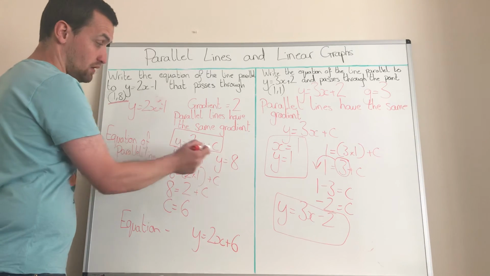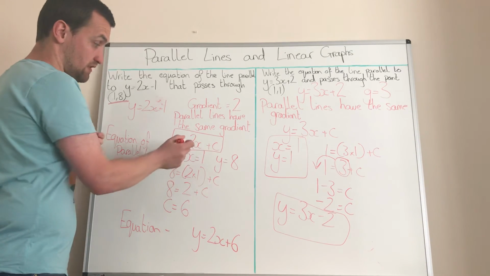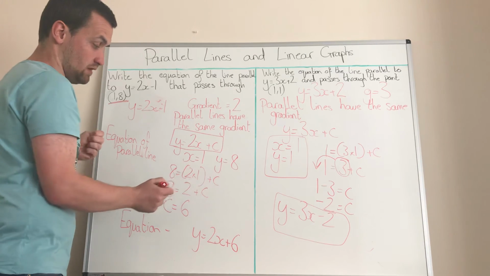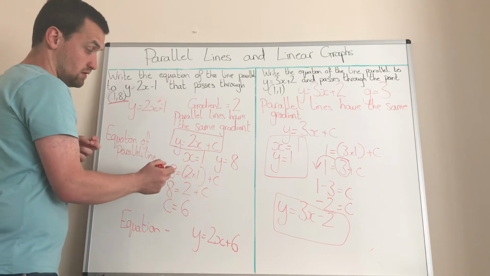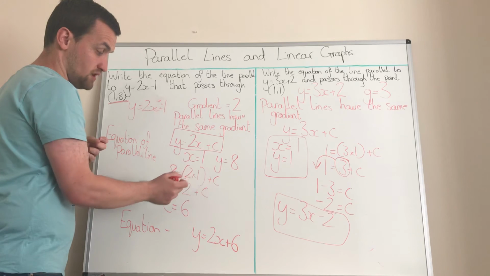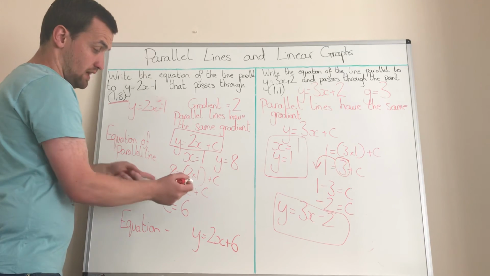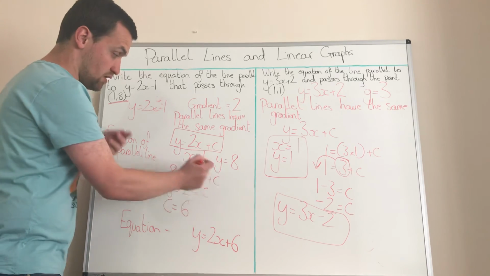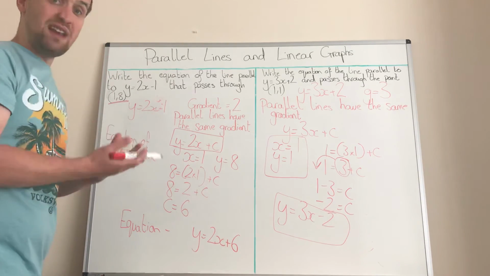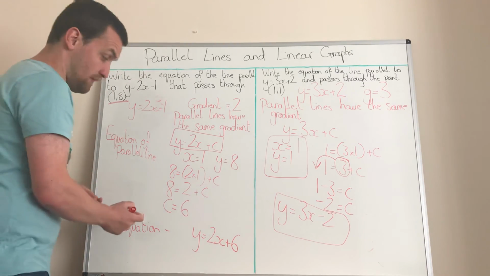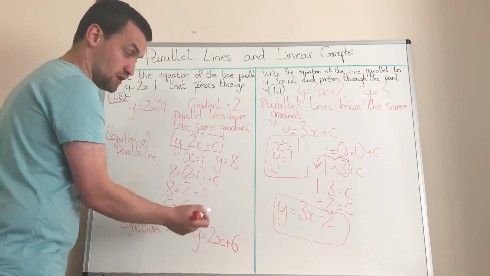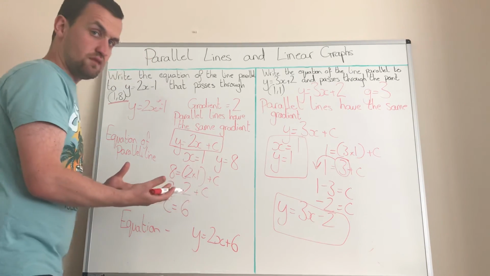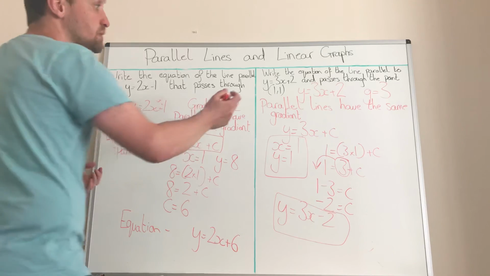Wherever you see a y, put your y value in. Wherever you see an x, put an x value in. Simplify it a bit. So 2 times 1 is 2. And then we need to work out what our c value is. That's the whole point of doing this bottom section here. When you found your c value, make sure that you give the equation of the parallel line, just to finish it off nicely. Exactly the same as what we did here.